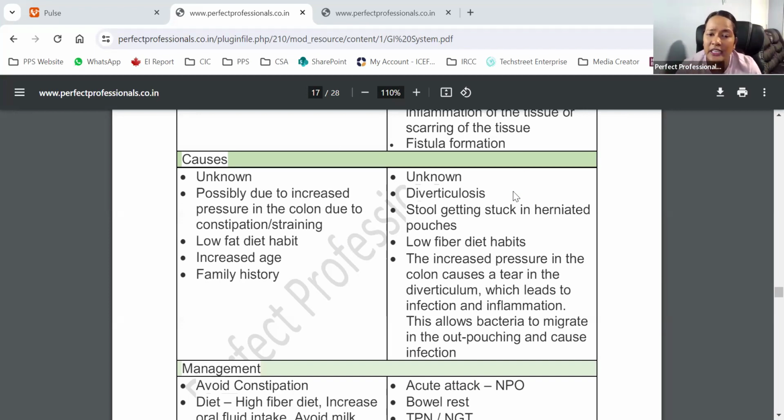For the causes of diverticulitis, again unknown. Here a patient with diverticulosis can develop diverticulitis, inflammation. Stool or food gets stuck in the herniated pouch. Low fiber diet, then increased pressure in the colon causes a tear in a diverticulum, which can lead to infection and inflammation. This allows bacteria to migrate into the outpouching and causes infection.